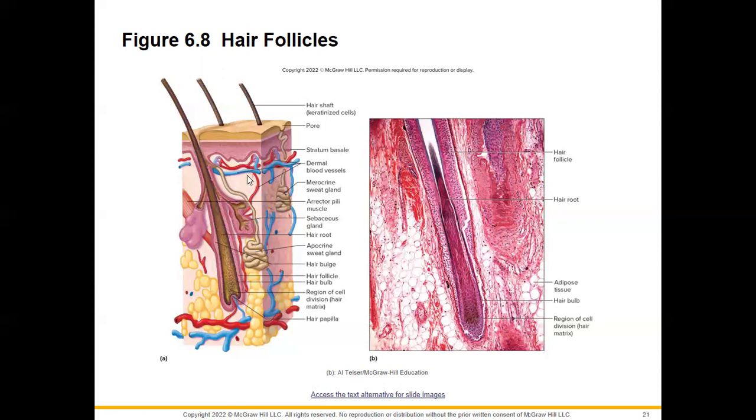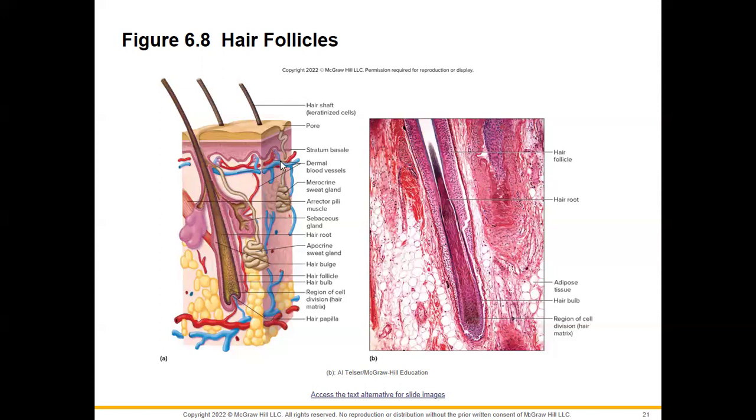Deep to the epidermal layer, you have the dermis. Remember that the dermis contains all the structures. So you have your blood supply, your arteries and veins. You have your sweat glands associated with it. And remember that sweat glands are exocrine glands. Being an exocrine gland, it's going to have a duct that leads to a surface. And in this case, those surfaces are what we tend to call pores.